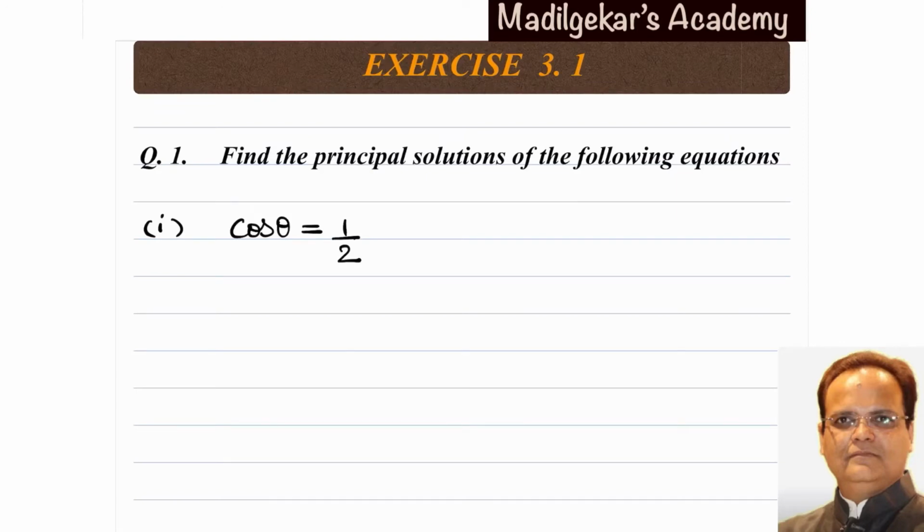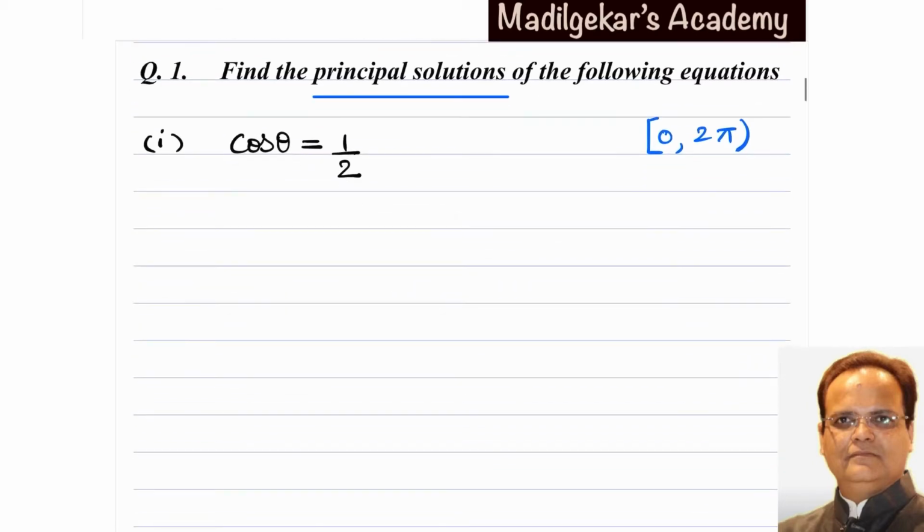Exercise 3.1, question number 1. Find the principal solutions of the following equations. Principal solutions means solutions which lie between 0 and 2 pi. First example, cos theta equals 1 by 2. Recall for which angle cos is 1 by 2? Yes, correct, for pi by 3. So cos pi by 3. Here we get the first value as pi by 3 and it belongs to 0 to 2 pi.